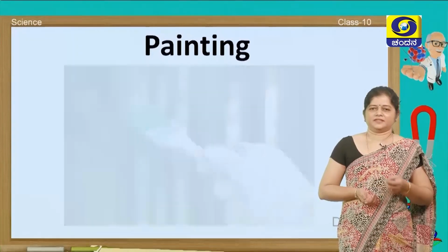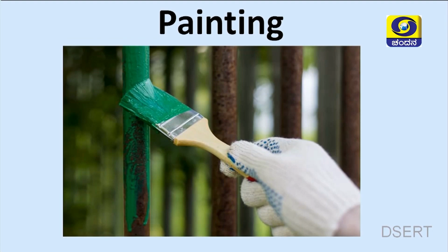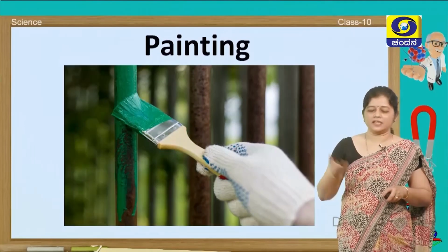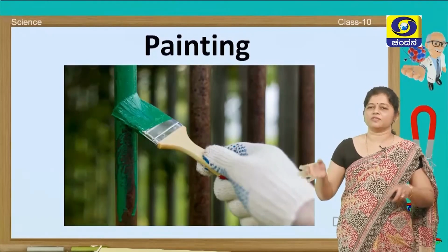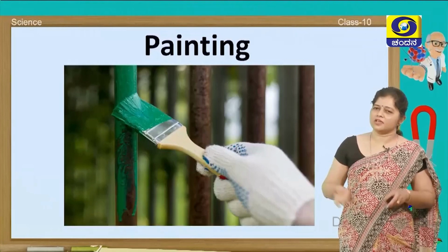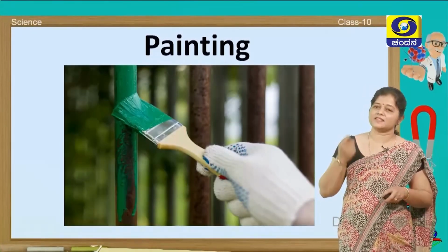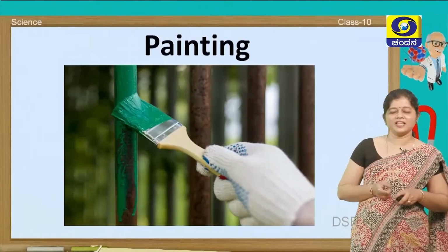Painting. Painting is one very simple and usual method of preventing rusting of iron. You would have all seen your classroom doors or the windows or the gates of your school or your houses, which are all painted, and this painting is done to avoid the rusting of the iron.